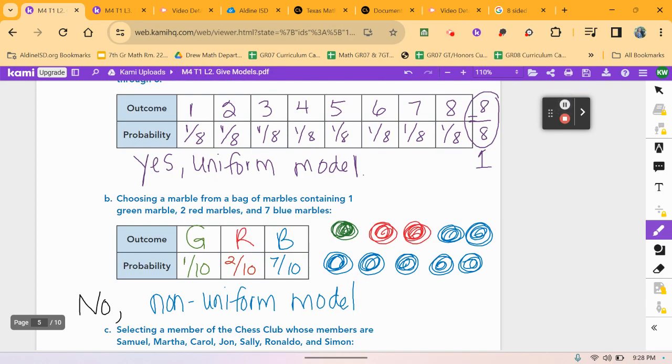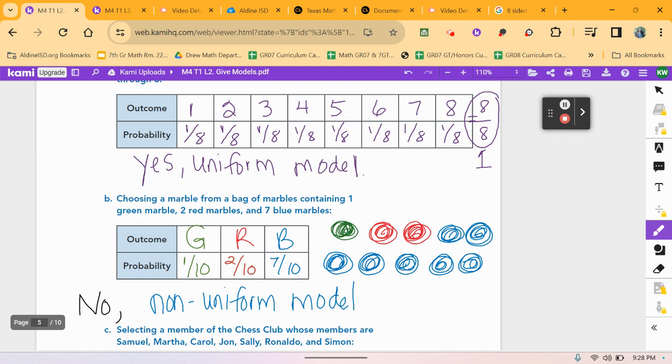Alrighty, now that you've had time to work, let's review our answers. So for B, you should have put in your outcome row G, R, and B for green, red, and blue. Of course, you could have spelled them out. For green, the probability is 1 out of 10. For red, the probability is 2 out of 10. And for blue, it is 7 out of 10. And it's real easy because it tells you the exact number in the description.